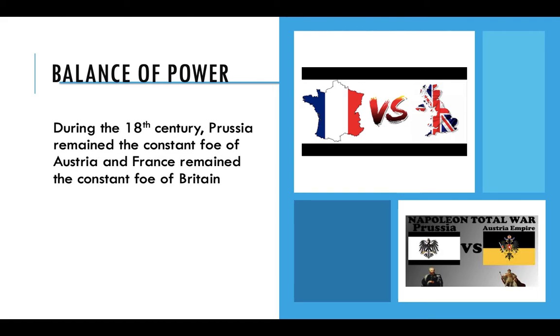So let's look at this. During the 18th century, Prussia. Now you see on the map right down here, Prussia is on the bottom left corner. Prussia remained the constant foe of both Austria and France during the 18th century. And so what happens is Prussia began allying themselves with Britain. And what happens is France and Austria begin to go to war with each other.